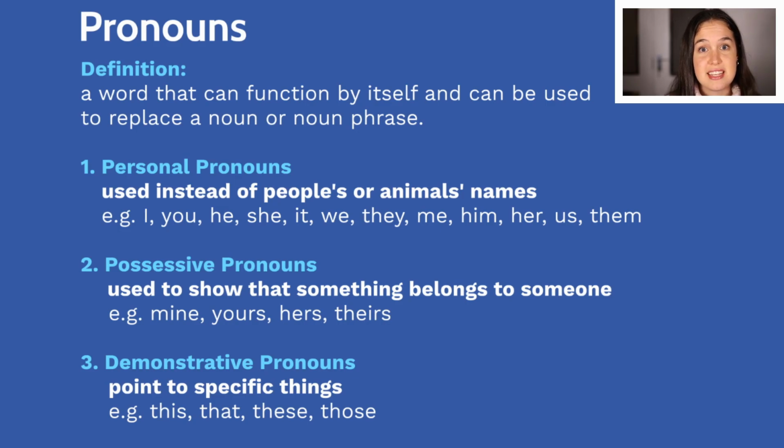Number 2, possessive pronouns are used to show that something belongs to someone. For example, that is mine, it is yours, that is hers, or it is theirs. Number 3, demonstrative pronouns. They point to specific things. For example, this, that, these, or those.